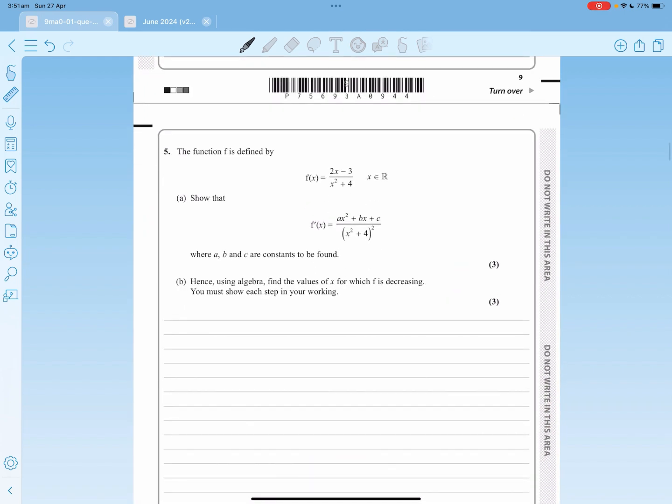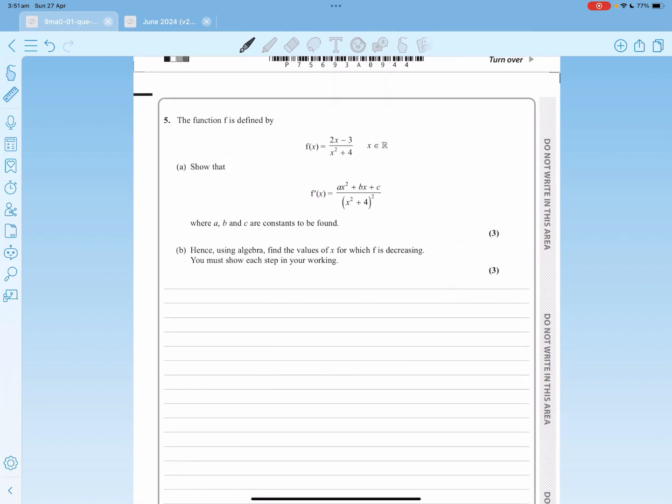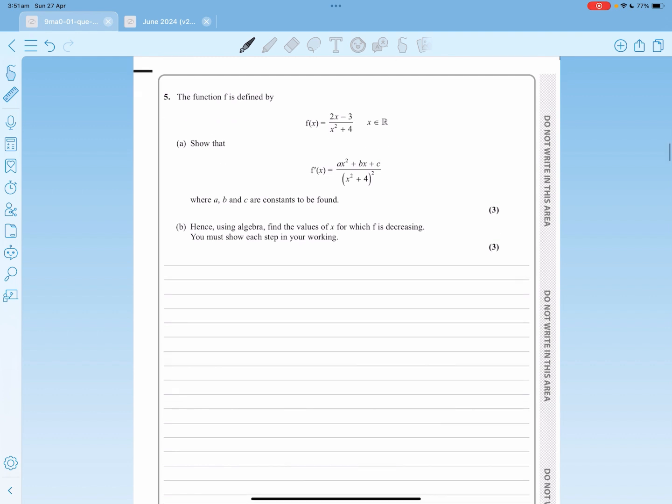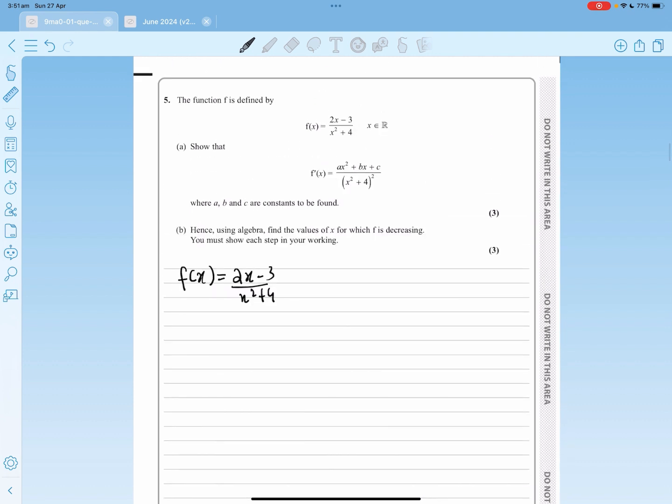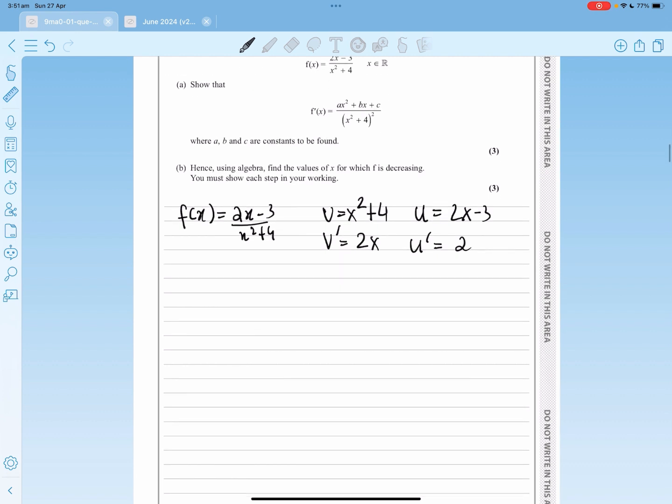Question 5, the function f is defined by 2x minus 3 over x squared plus 4. Show that it can be rewritten as that. So we can say that f of x is equals to 2x minus 3 over x squared plus 4. I'm just copying the question. I would say v is equals to x squared plus 4, and then v dash is equals to 2x, because we're using the quotient rule here. U is equals to 2x minus 3. U dash is equals to 2.